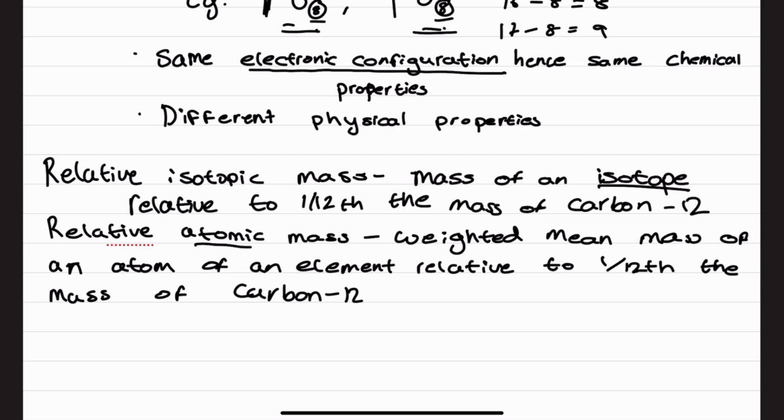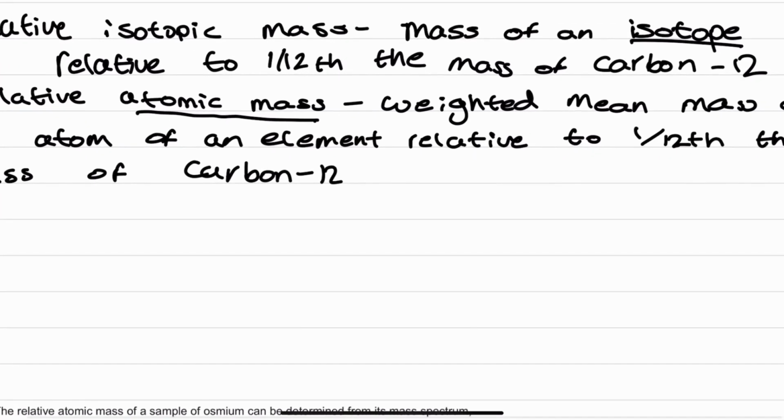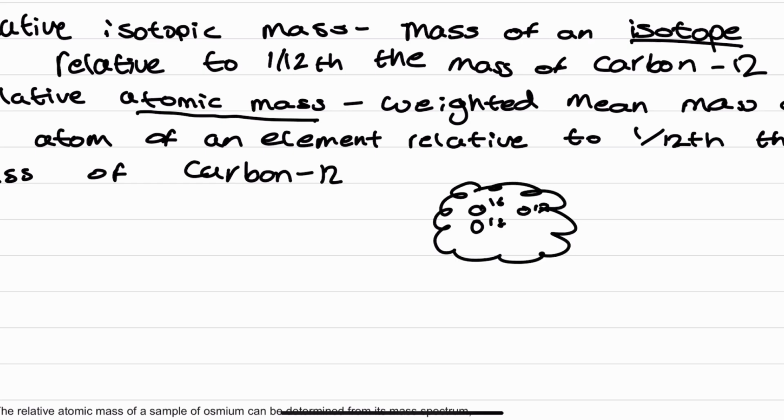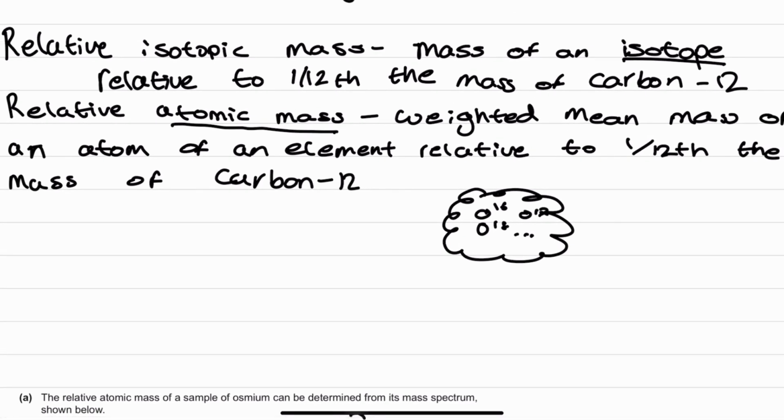But when we're talking about relative atomic mass, it tries to figure out the overall, or as it says in the definition, the mean average mass of all of the isotopes. So for instance, if I had a cloud of oxygen, I'd have oxygen 16, oxygen 17, oxygen 18, and so on and so forth, right? So as a scientist, I want to take out the relative atomic mass, which is just, okay, fair enough, I have all of these isotopes, but if I wanted to put it down in a periodic table, what is the mass that I should put down? Well, that's what relative atomic mass is trying to dictate.